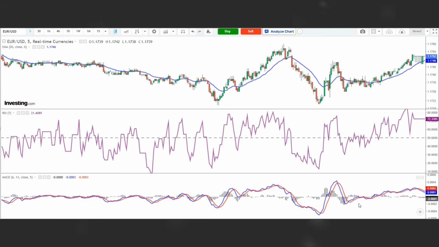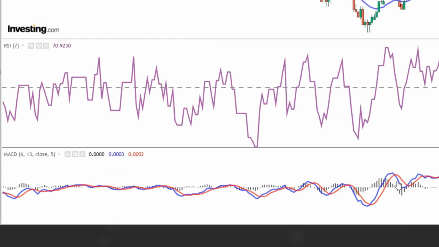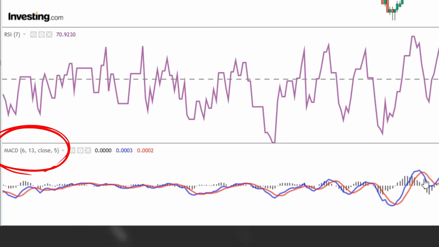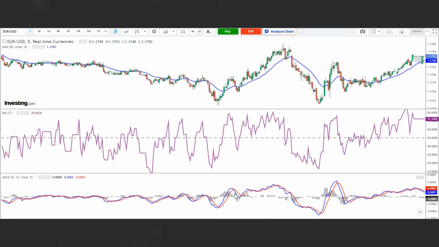MACD should also be set faster. For high-speed scalping, use MACD 6-13-5. This faster setting creates quicker crossovers and gives more precise entry timing on lower time frames. Compared to the standard MACD 12-26-9, this setup reacts much faster, which is ideal for 1 minute and 5 minute charts. Notice how these settings make all indicators very sensitive.